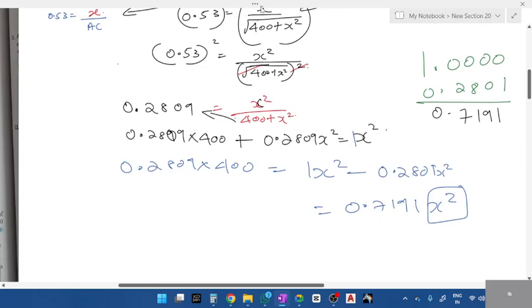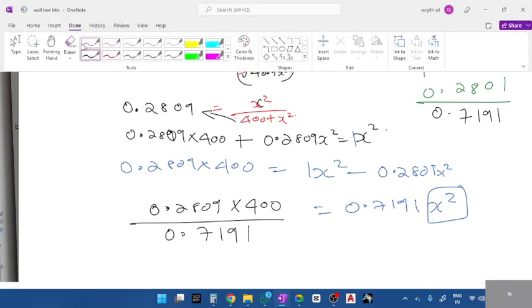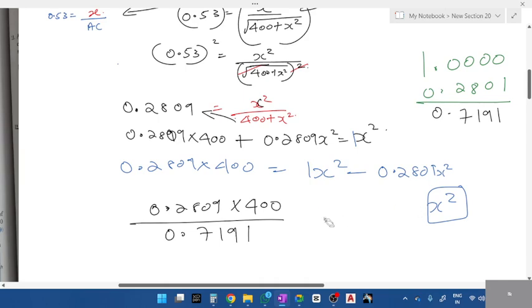So bring down this 0.7191. It gets divided. 0.2809 into 400 divided by 0.7191. Fine. Now there are decimals given here. This is what you get. This one is equals to x square. If you try to multiply with decimals, you would go wrong. Fine. So for 0.2809, how will you remove the decimal, students? How will you remove the decimal?